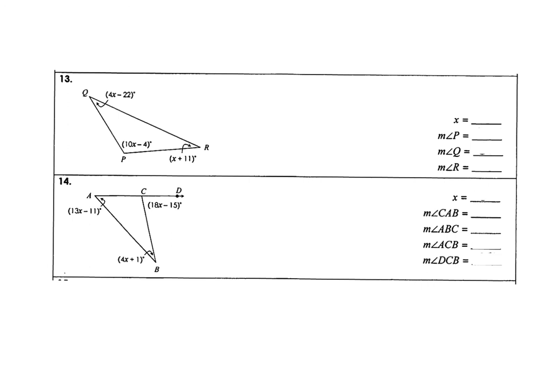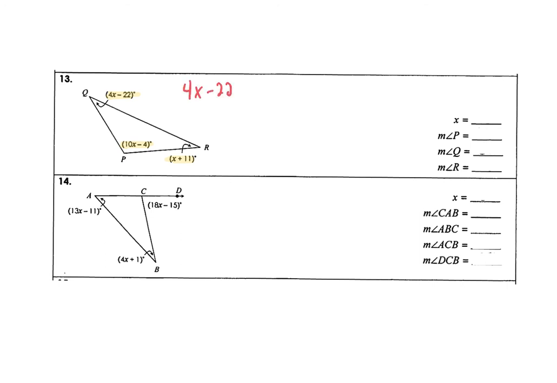You can use triangle sum even if they don't give you any definite numbers for the angles. So in this case, all of the angles are given to you in algebraic form. We have angle Q is 4x minus 22, angle P is 10x minus 4, angle R is x plus 11. So even though we don't know what x is, we know that all 3 of those add up to 180, so that's how we're going to set it up.